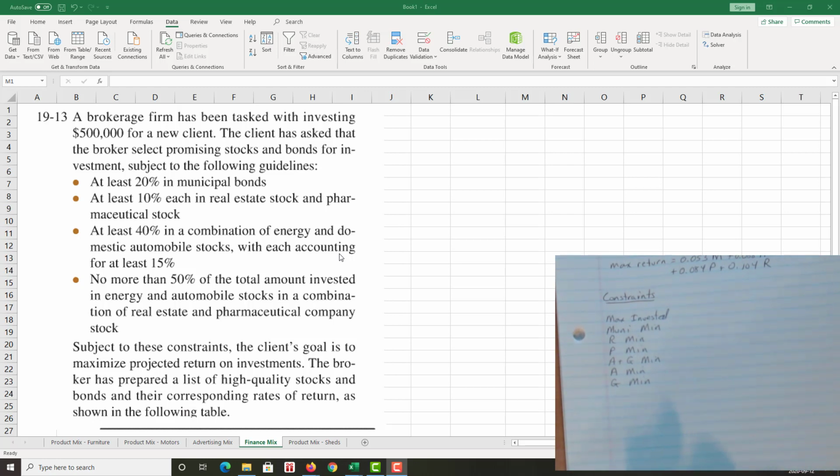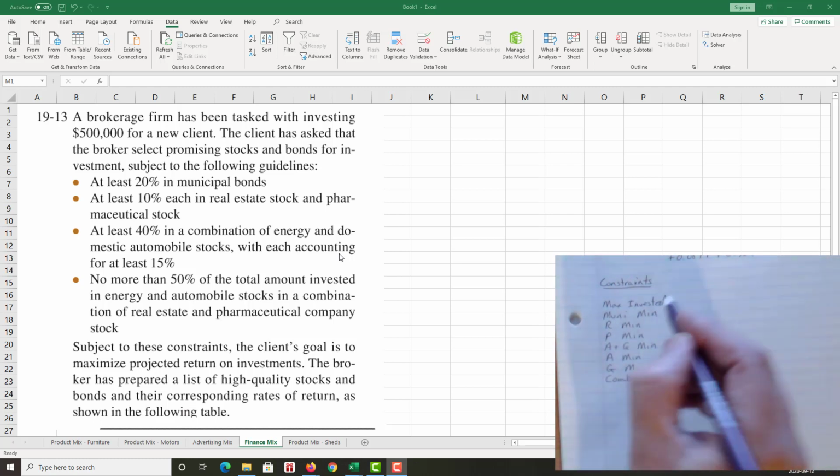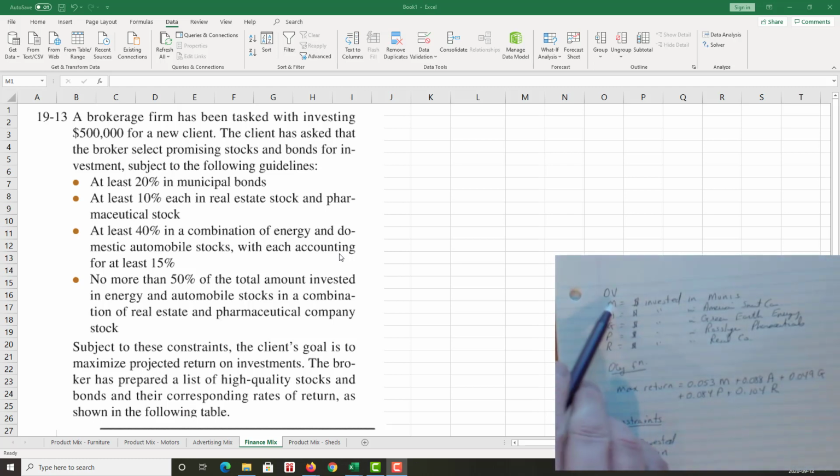No more than 50% of the total amount invested in energy and a combination of, blah, blah, blah. Let's just call that a combo. Okay, that one is going to get special attention. That one sounds like it's a little on the trickier side. Okay, so we're going to talk about that a little bit more in a few seconds. So, maximum invested. Decision variables, M plus A plus G plus P plus R, all how much we invested. Okay.